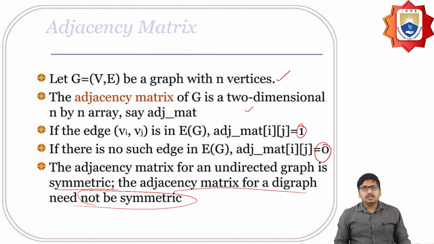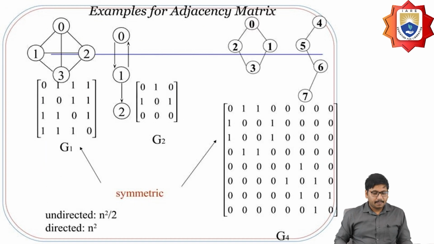So G is the graph with n vertices, and the adjacency matrix of the graph is two-dimensional. If there exists an edge in the graph, it is represented as 1. If there is no edge, it is represented as 0. So this is the adjacency matrix representation.